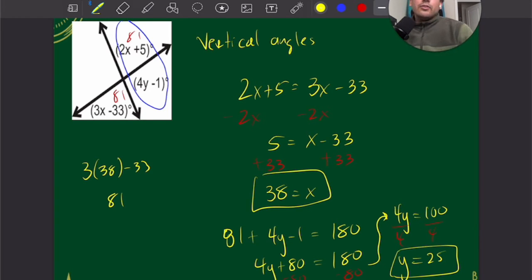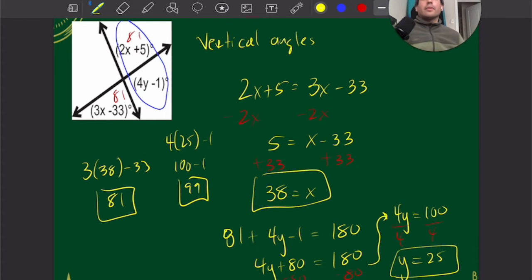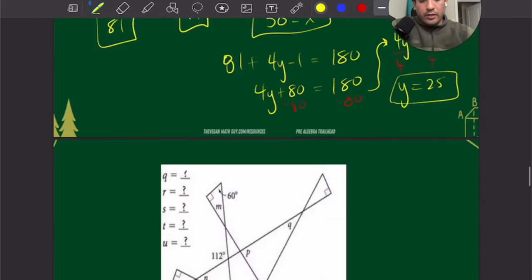And again, if you wanted to solve for the other angle, you can just go ahead and plug the 25 into the 4y minus 1. I'm actually going to go ahead and do that then. Up on top, I'm going to do 4 times 25 minus 1, 100 minus 1, 99. Awesome. All right, cool. That's angle relationships for you.